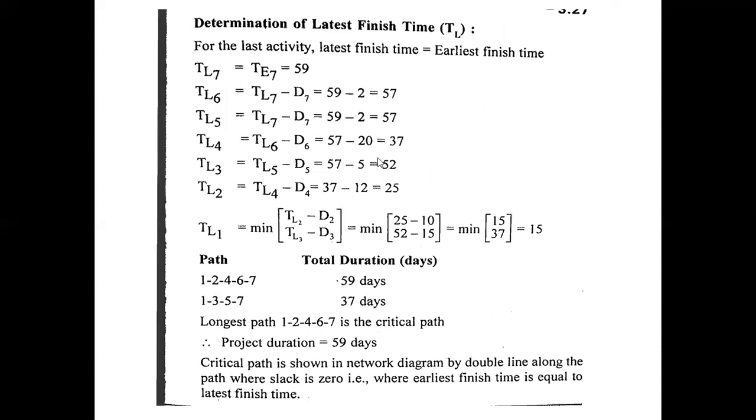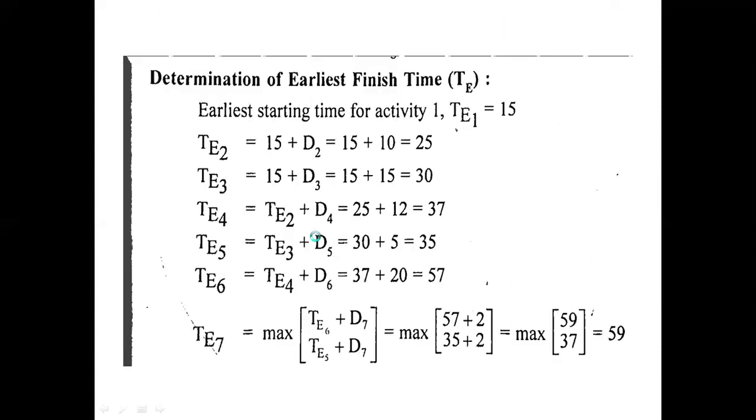Here, LF stands for latest finish time, EF stands for earliest finish time, and D stands for duration of the respective activity. So in the calculation of earliest finish time, we have to consider the maximum duration from the two paths. The maximum duration is what we have to take.